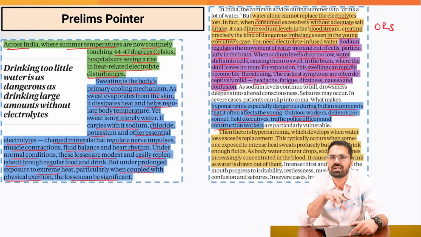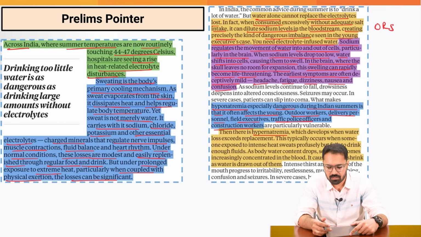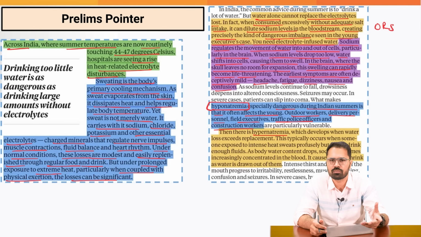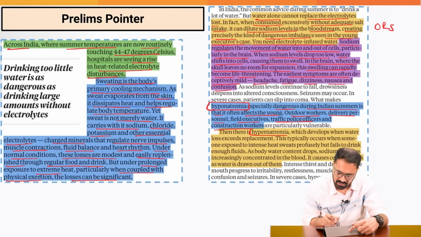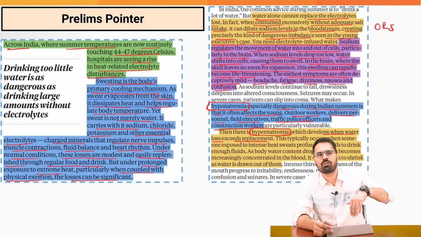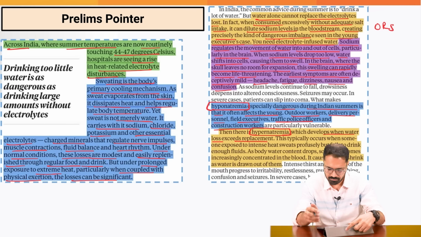Now, there is one more condition which is called hypernatremia. It was hyponatremia where you have loss of sodium salts. Now you have hypernatremia. What is hypernatremia? It develops when water loss exceeds replenishment. This is the condition where you have a lot of sweating but you are not taking enough water. So water goes out of the cells and out of the body. Now cells are left only with the sodium salts.